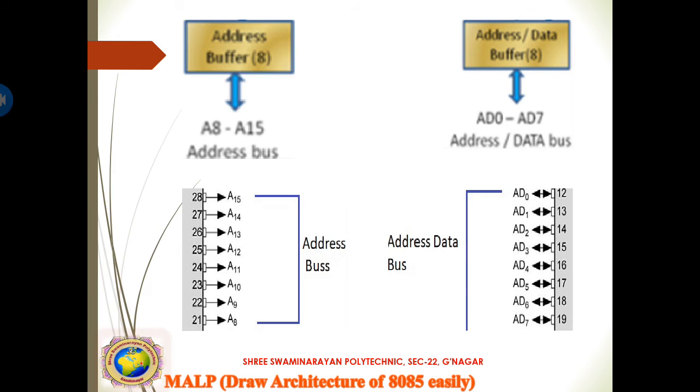Then after that, the address buffer and address data buffer. This is the address bus A8 to A15, and AD0 to AD7. The pin numbers for A8 to A15 are 21 to 28, connected to the address bus of the address buffer. And the address data buffer has pin numbers 12 to 19, which are AD0 to AD7.